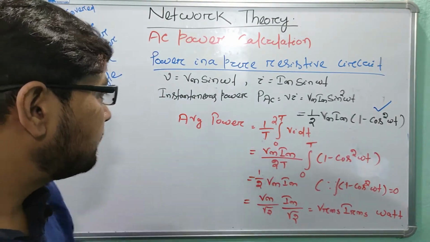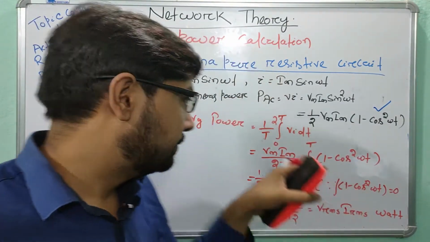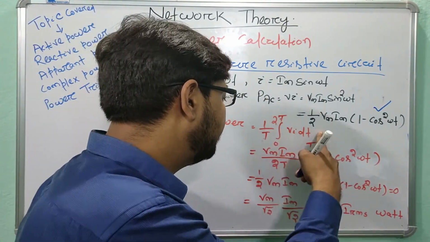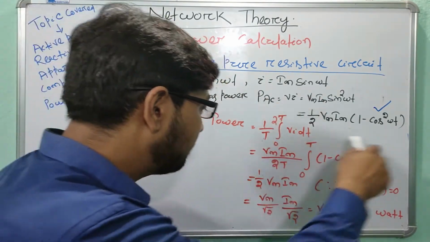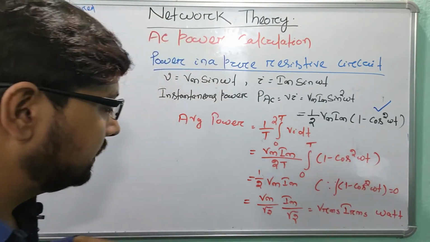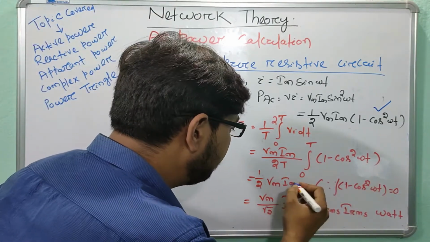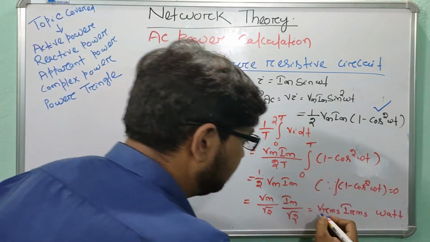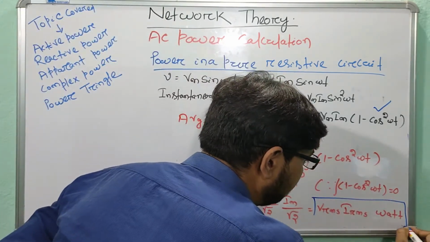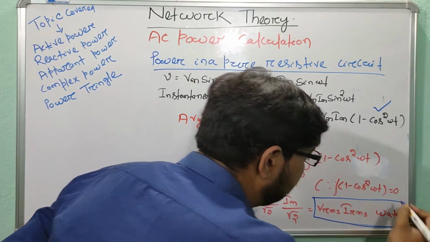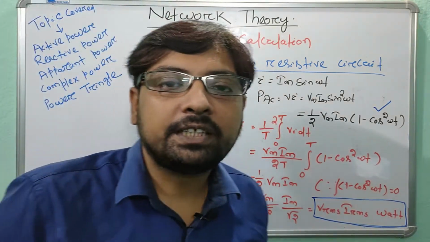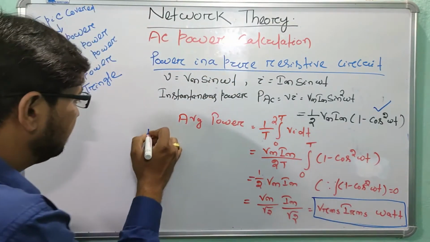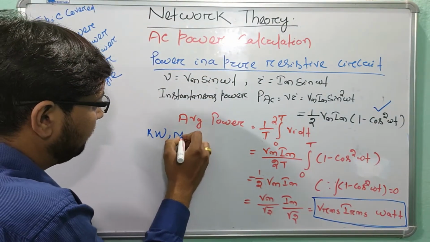Now what is my average power? Average power is given by the formula 1 by T, integration from 0 to T of VI dt. Here you have half Vm Im (1 minus cos 2 omega t), where the cosine term averages to 0. This is my average power and the unit is watt, and the bigger units of average power are kilowatt or megawatt.